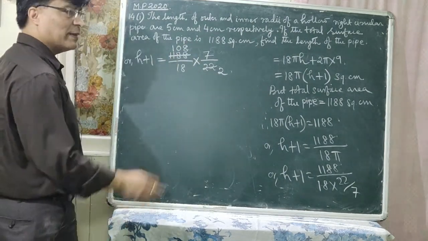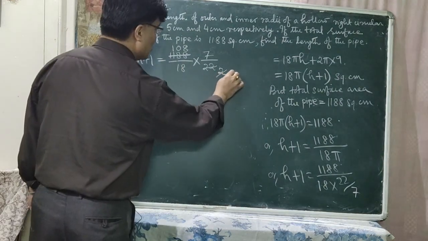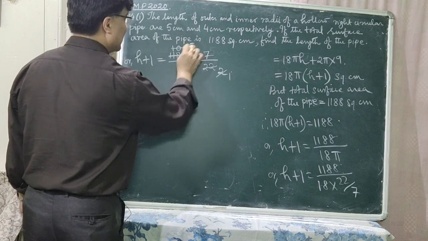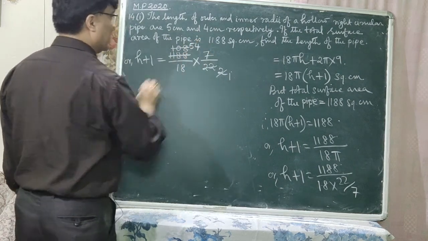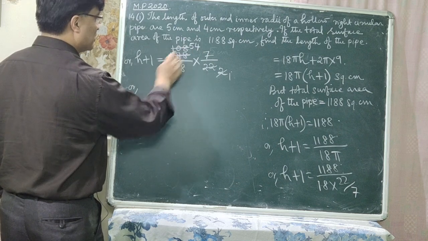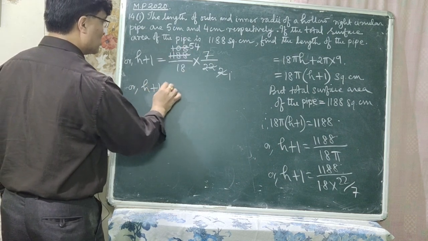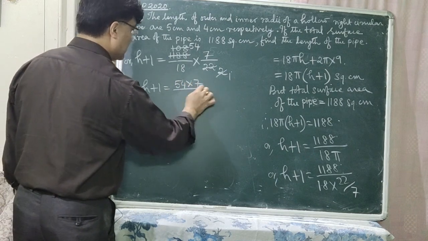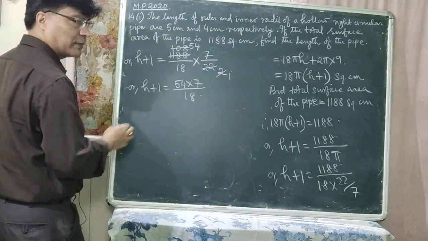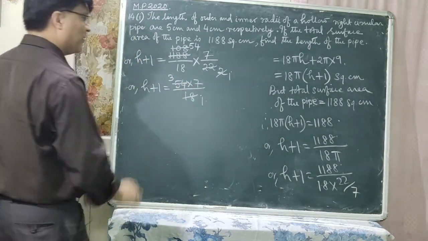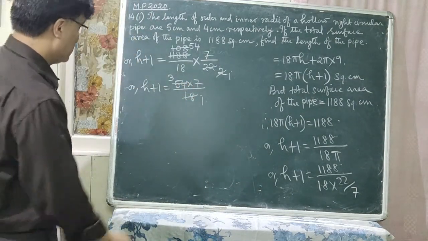Again you can cancel it by 2 here. 2 1s are 2. This is 2 5s are 10. 2 4s are 8. That is your 54. That is h plus 1 is equal to 54 multiplied by 7 divided by 18. Again you can cancel it. 18 1s are 18. 18 3s are 54, isn't it?